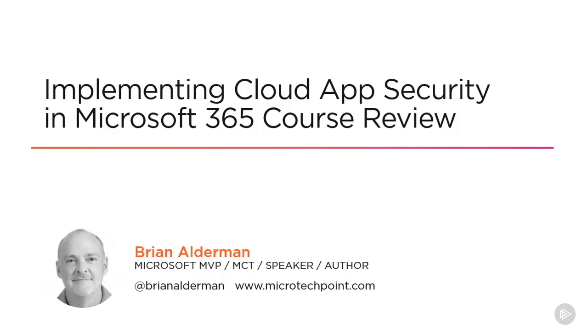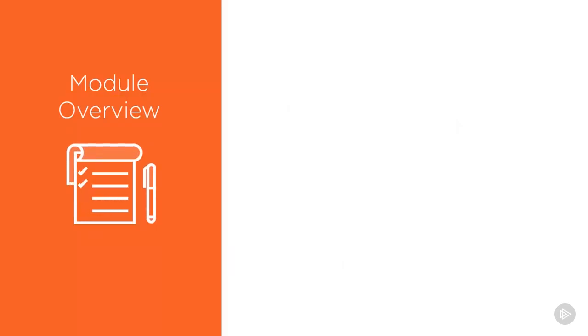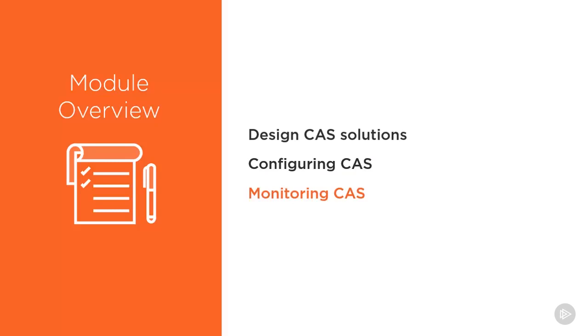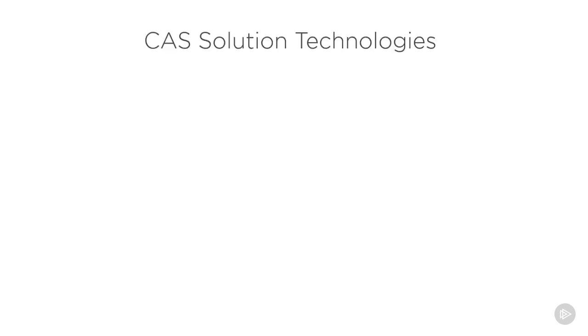In our final module, the course review on implementing Cloud App Security in Microsoft 365, I'm going to focus on the key concepts and topics that we talked about throughout the course. That's going to include information about the CAS solutions, which include several different CAS components, as well as how to configure CAS using these components and monitoring CAS using alerts and logs. So let's begin by reviewing some of the technologies that build out a CAS solution for you.